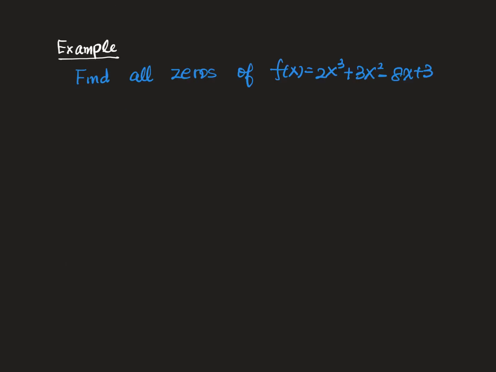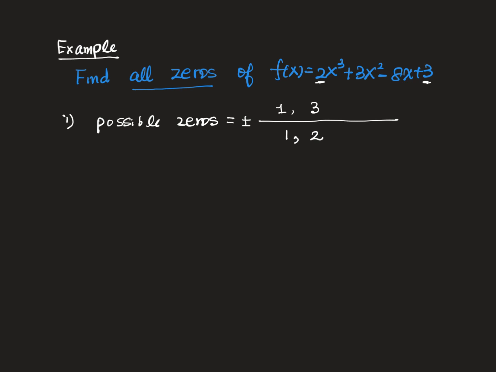Let's find all the zeros this time by using the rational zeros theorem and the factor theorem. I'm going to give the steps. How can we figure it out, guys? First step, possible zeros. How can we find them? The possible zeros are positive, negative. What are the factors of 3? That's 1 and 3. What are the factors of 2? That's 1 and 2. Then for the possible zeros, we pair them up.